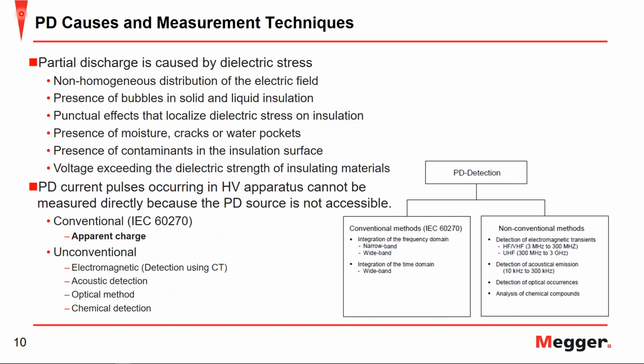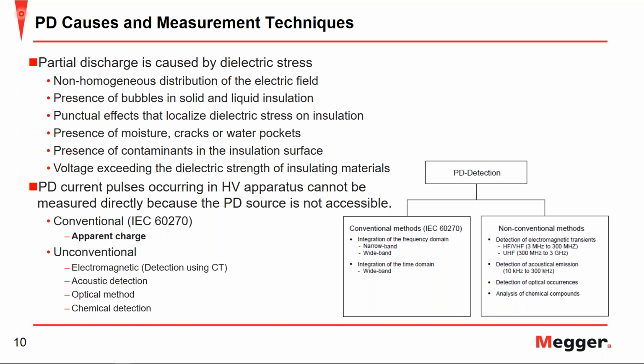Now, there are several different causes for partial discharge, and there are several different measurement techniques as well. As we mentioned earlier, partial discharge is typically caused by dielectric stress. This could be a non-homogeneous distribution of the electric field, bubbles in your solid or liquid insulation, localized stress because of punctual effects that we talked about, presence of moisture, water pockets, contaminants on the insulation surface, things of that nature, or just overall exceeding the dielectric strength of that insulating material.